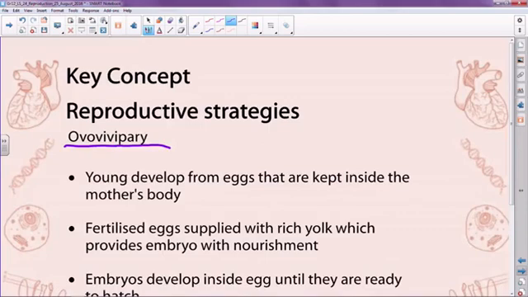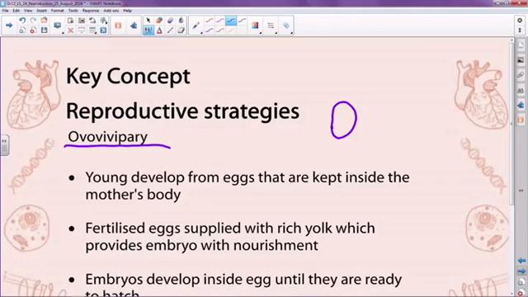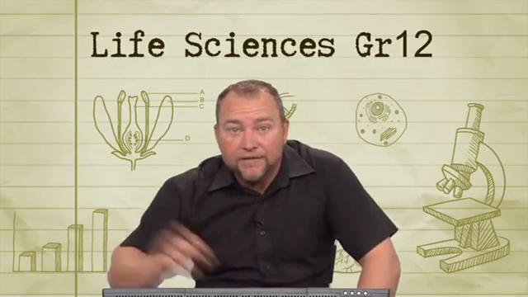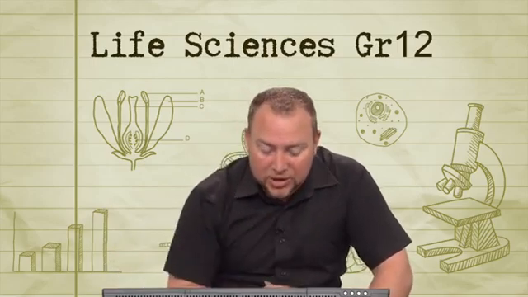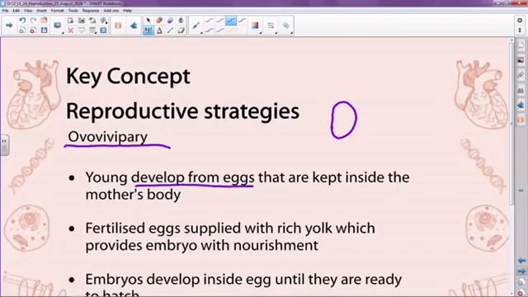Next one we're going to have a look at, try this one out: ovoviviparous. What a word. Huge. Does it have an O in it? There's an O, which means we're going to have an egg. Am I right? That's the best way to look at it. It has an egg. Let's see what makes this different. Oviparous to ovoviviparous, what is the difference between them? Let's look at this. Young develop from eggs, same as the other one, that are kept inside the mother's body.